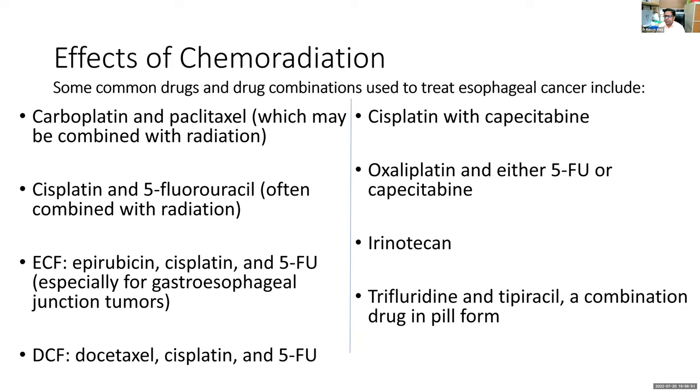There could be a combination of various drugs that are given to these patients. Most commonly, as we mentioned, carboplatin and paclitaxel based, which is usually combined with radiation therapy. But at times, we also use cisplatin with capecitabine or 5-fluorouracil combinations. And sometimes, in a refractory case, we use docetaxel, cisplatin and 5-fluorouracil combination also, depending upon the histopathology.